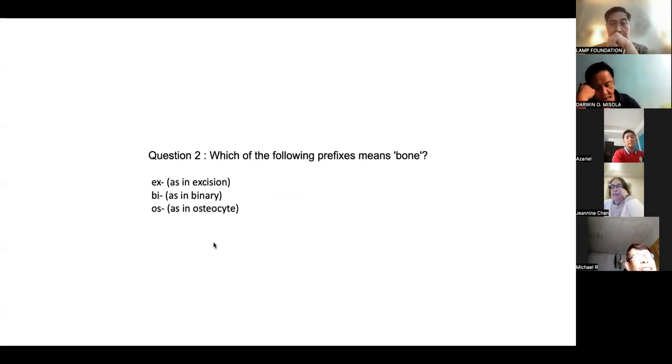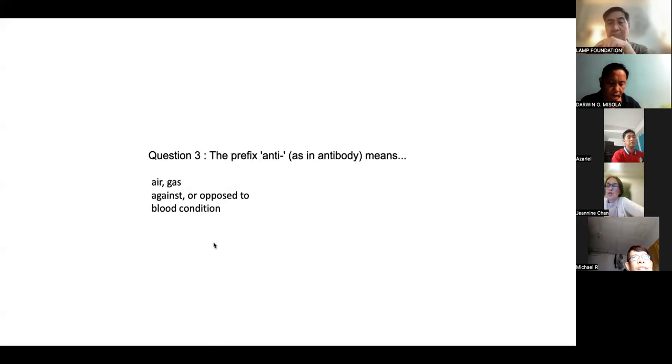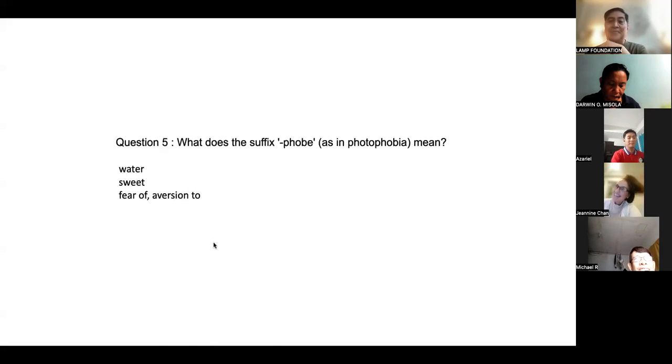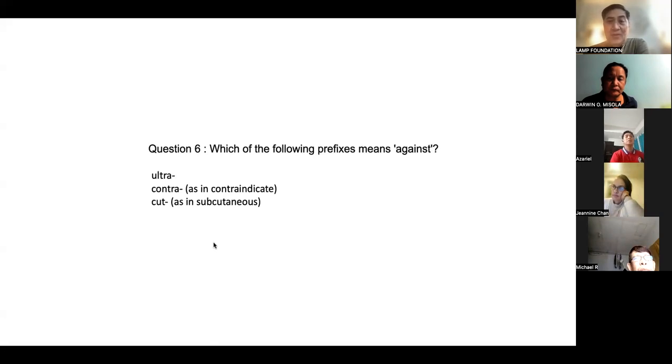Is it air, a gas? Which of the following prefixes means bone? Os-, or osteo-. The prefix anti-, as in antibody, means? Against or opposed to. The prefix for radiation is? Radio. Okay. What does the suffix -phobe, as in photophobia, mean? A fear of or aversion to. Which of the following prefixes means against? Contra-, as in contraindicate.